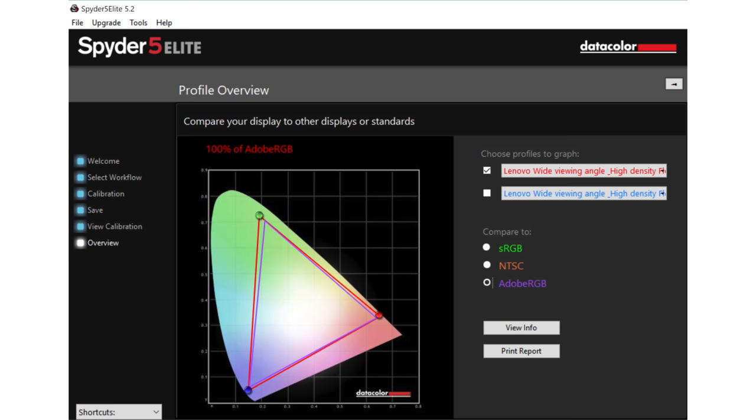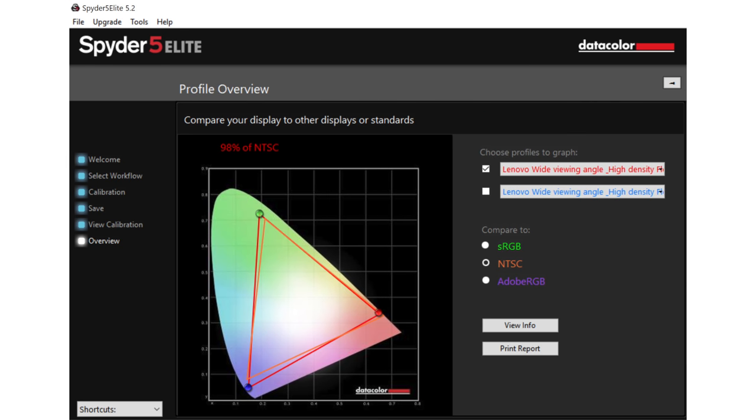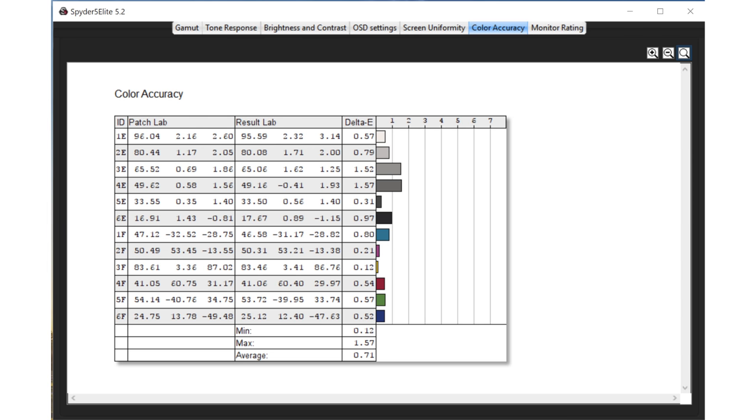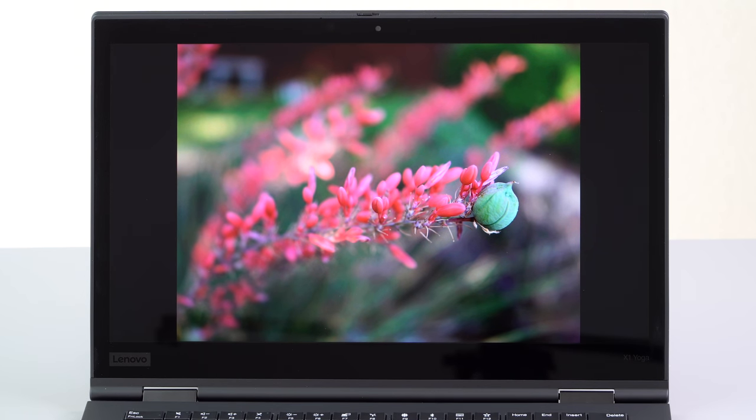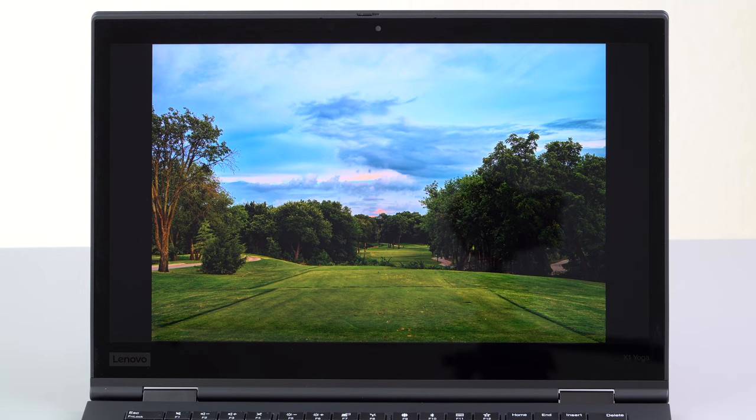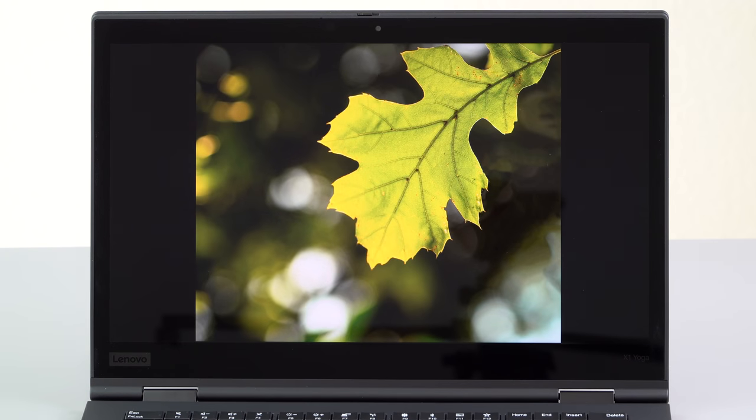But obviously the Yoga also appeals to artists, maybe even some video producers, that sort of thing, where you care about color accuracy. And the factory calibration was pretty good on this, and you can calibrate it really nicely. And it's well suited for those of you who are still doing work for print, where you need that wider gamut, the full Adobe RGB coverage that's still used for print.